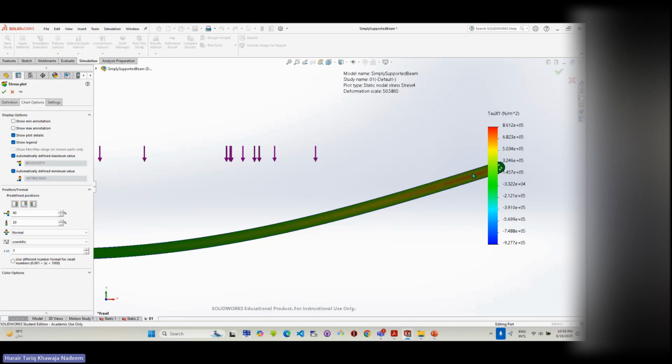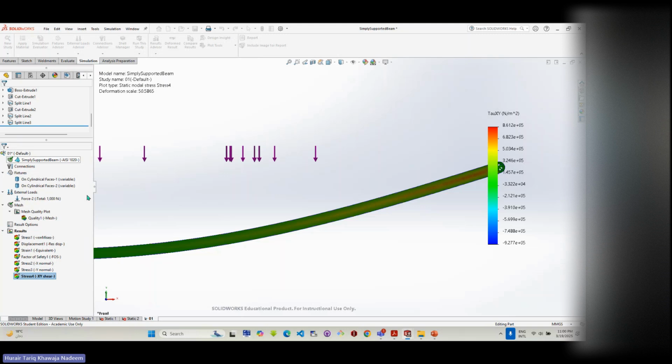So remember, in FEA, garbage in, garbage out. If you do not know what is happening, it's like you are sending in garbage and you are getting out garbage. So you should always compare your result with the theory as well.